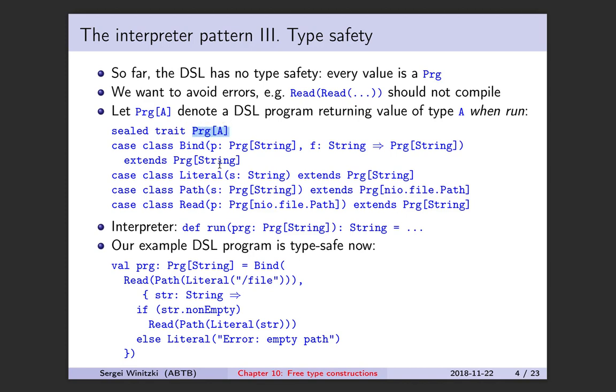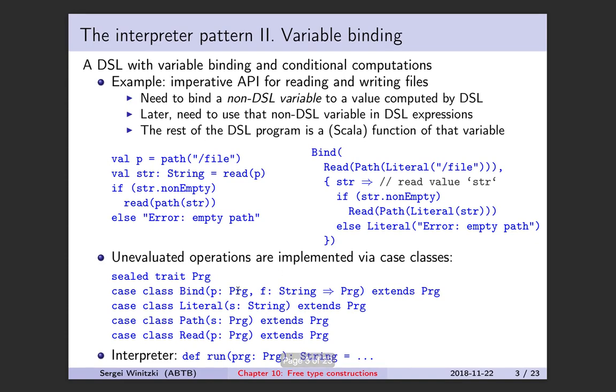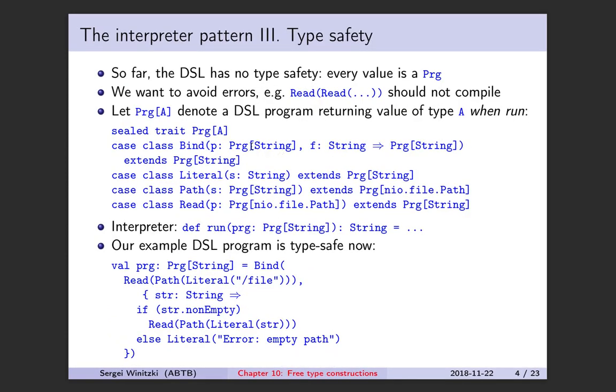We define a disjunction type parameterized by type parameter A, and everything else remains the same, except now we explicitly say that, for example, the argument of bind is a program that has a string result, and the function will take that result and output another program with string result. Whereas previously, bind had a program and this function returned a program, now we explicitly demand that the result must be of type string, and then we can apply f to that result.